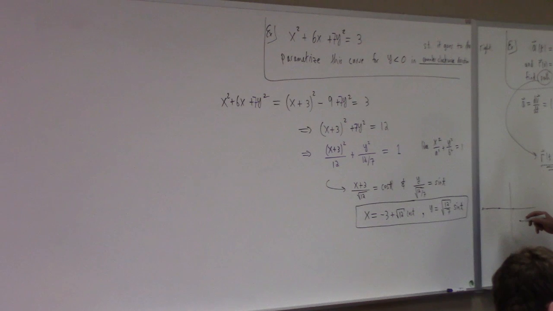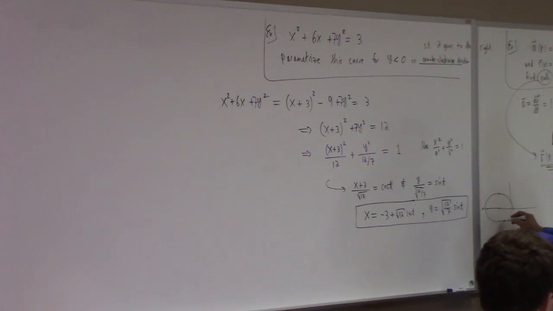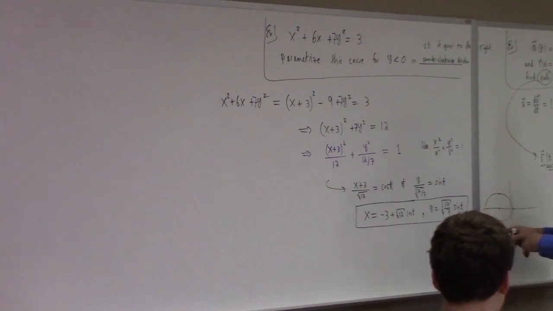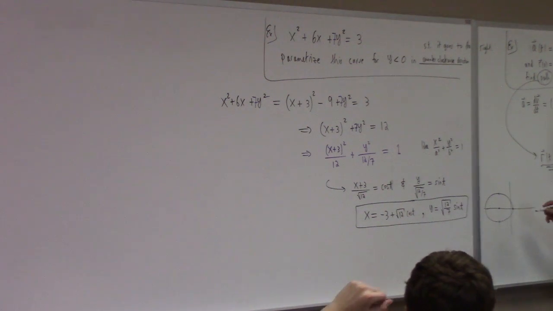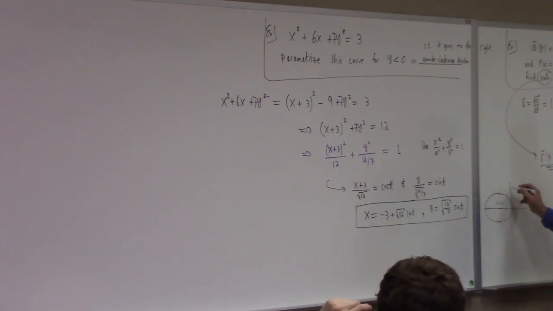12 over 7 is what? It's 1.4-ish. Square root of that is what? Not too big, right? It's something like here. So that would be the whole ellipse, something along those lines, right? The center is where? Again, minus 3, 0.